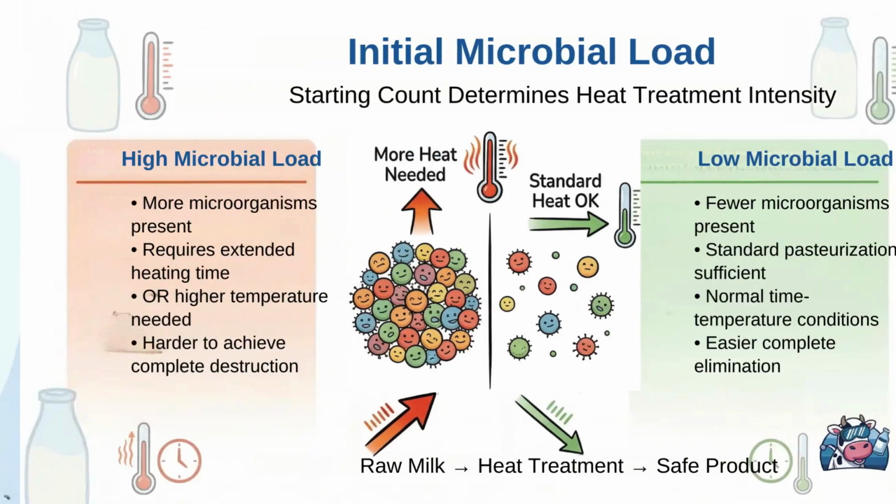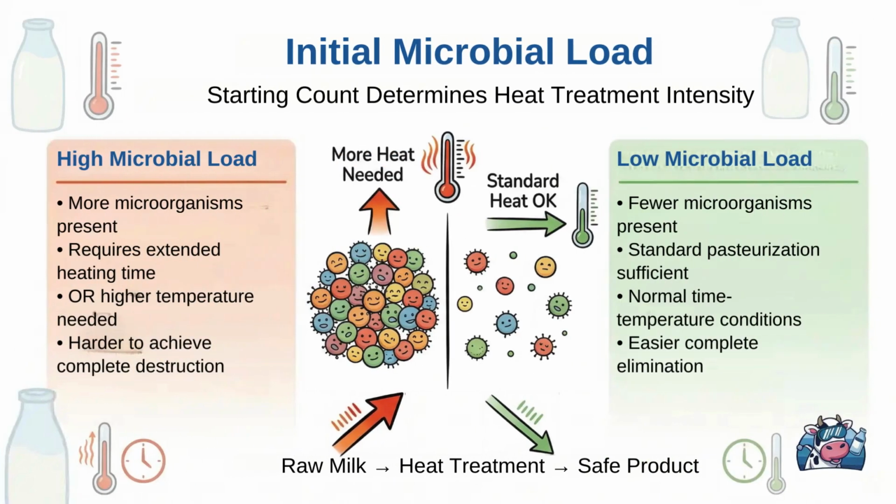Another important factor is the initial microbial load. This refers to the number of microorganisms present before heat treatment begins. When the microbial load is high, more microorganisms must be destroyed. Therefore, a longer heating time or higher temperature may be required. On the other hand, when the microbial load is low, standard pasteurization conditions are usually sufficient. Thus, starting microbial count directly affects the intensity of heat treatment needed.